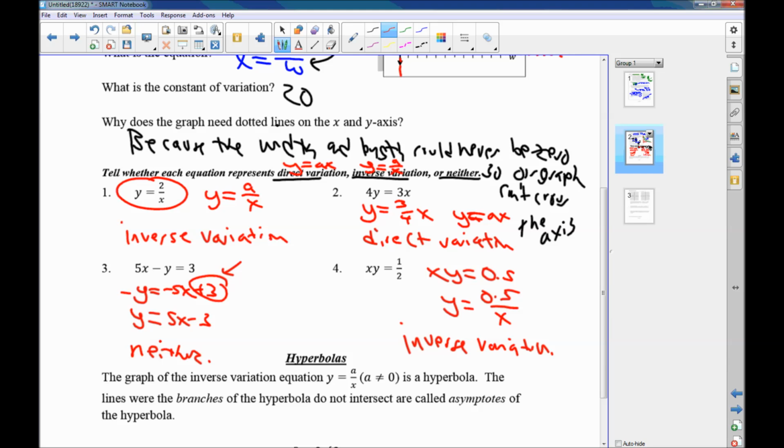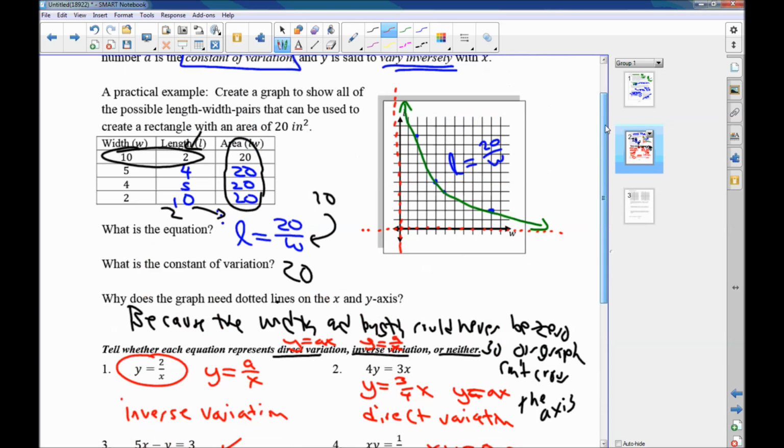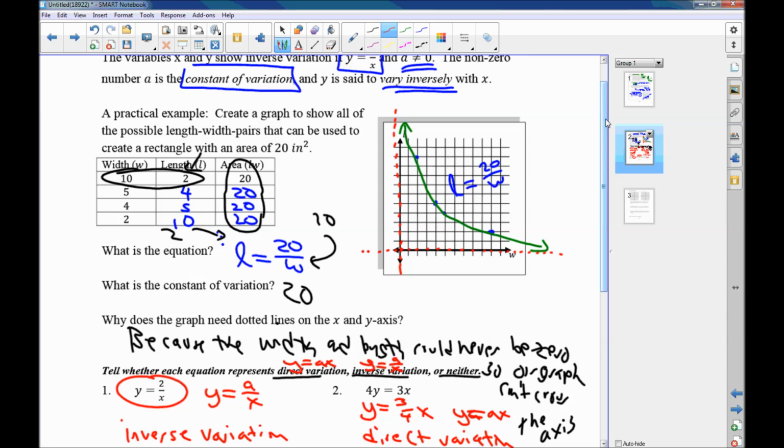Okay. All right, so the graphs of inverse variation have a special name. They're called hyperbolas. Okay. So the graph of inverse variation is a hyperbola. The lines where the branches of the hyperbola do not intersect are called the asymptotes. So our branches are the graph, which up here would be the green thing, and the dotted lines are the asymptotes.